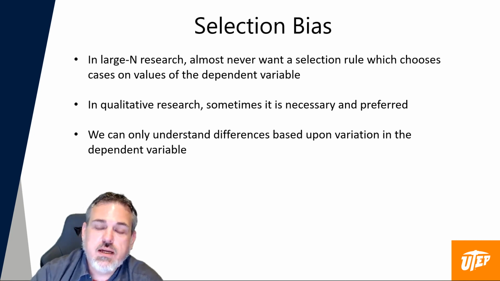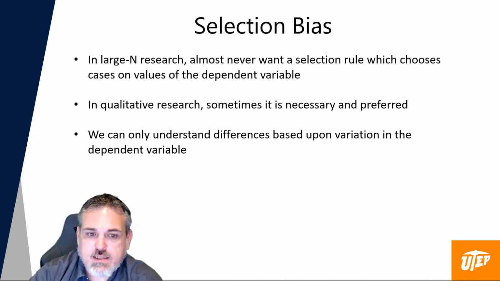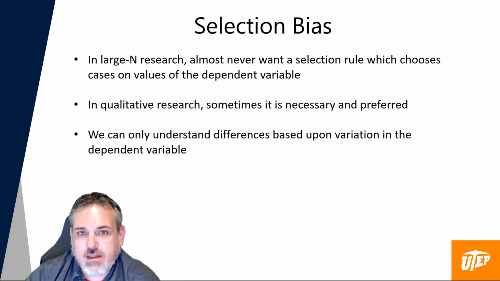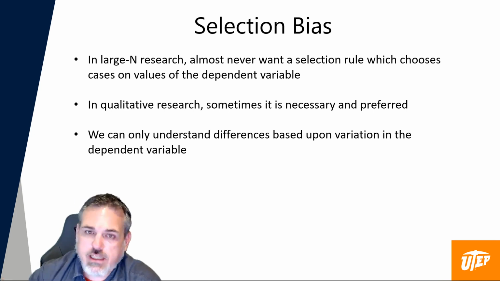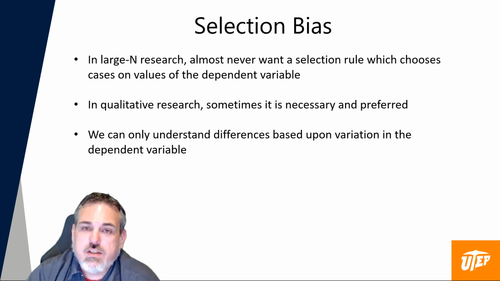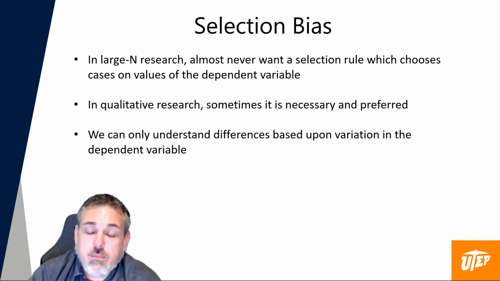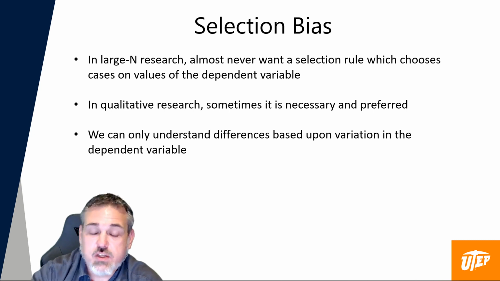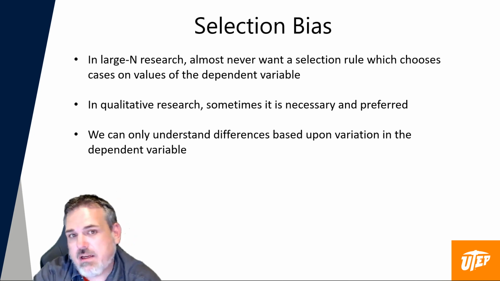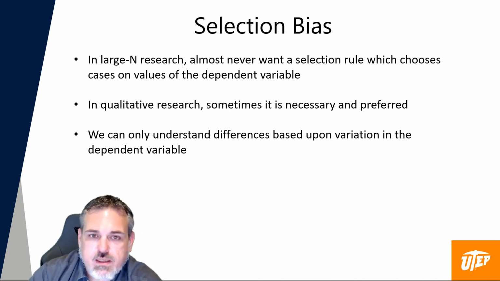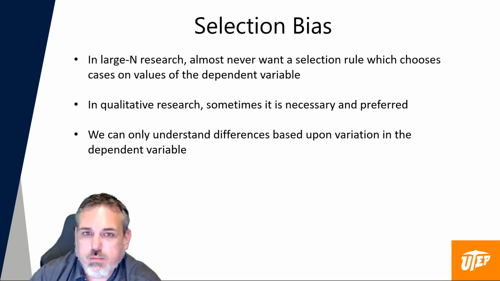And so this randomness, which stops selection bias in large N research, can actually cause it in small n qualitative research. So we sometimes use a rule to select cases in small n research on the dependent variable to ensure that we have variation.